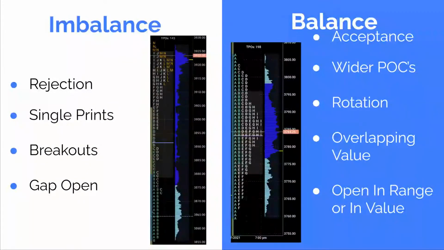you're going to see single prints a lot of times. You're going to have breakouts. You might gap open. A gap open would be a form of imbalance, whereas a market that's in balance here on the blue side, you're getting a lot more acceptance at prices. You have wider POCs or points of control, and the value for the day, which is probably hard to see, but it's this light gray box, is probably overlapping significantly or certainly partially from the prior day, and typically opens in range or in value.